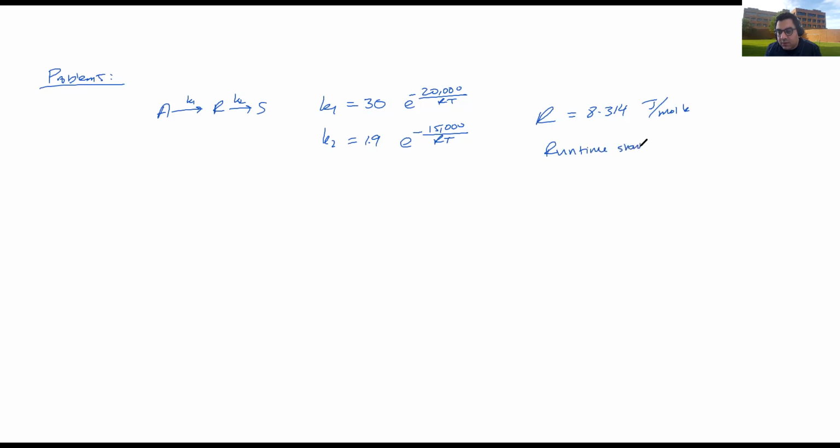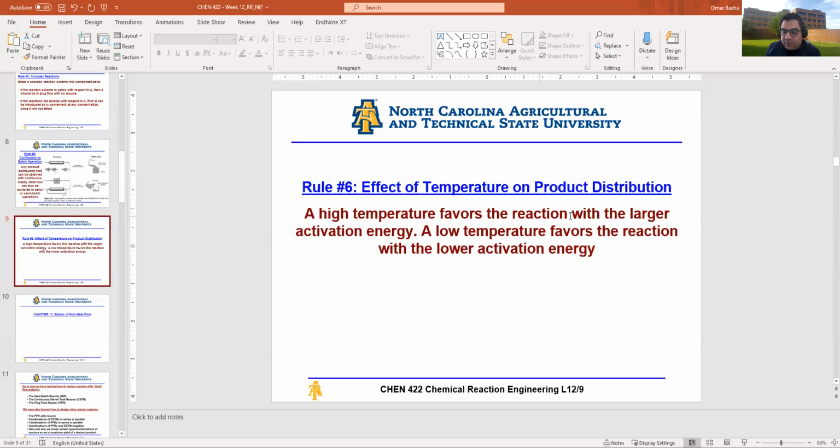You're being told that your runtime should be less than or equal to 2 hours, and your temperature should be somewhere between 5 to 90 degrees Celsius. Okay, so now I want to maximize R, right? If you recall from our slides, let's go back to our slides and look at the rules of reactor design, which we talked about. It was rule number 6, right? A high temperature, let me share my slides. We said a high temperature favors the reaction with the larger activation energy, and a low temperature favors the reaction with the lower activation energy, right?